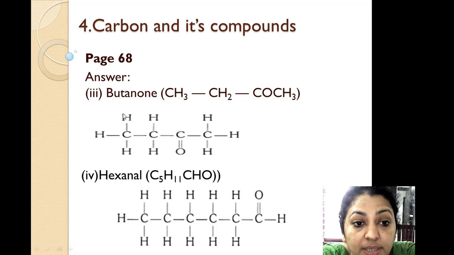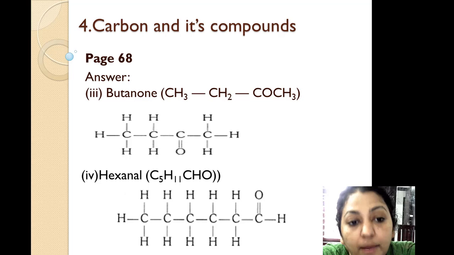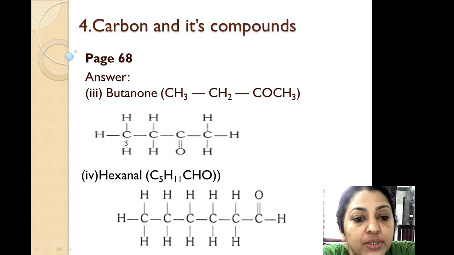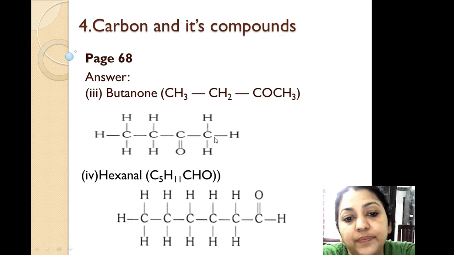What did you understand? When we count the carbon atoms of an organic compound that contains a functional group which has another carbon, you have to include that carbon also for counting. I mean, we are counting the total number of carbons while naming. That is why this became butanone, not propanone. CH3, CH2, CO, CH3. Clear?